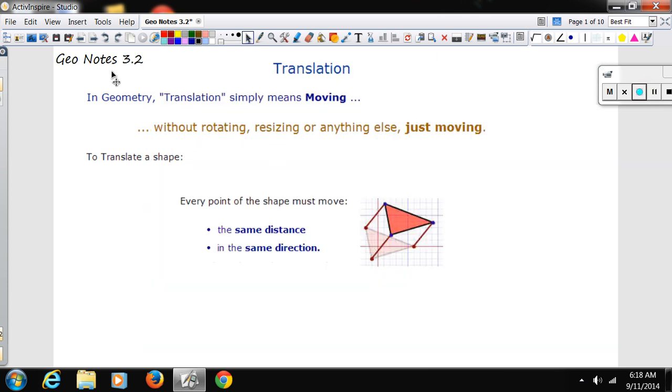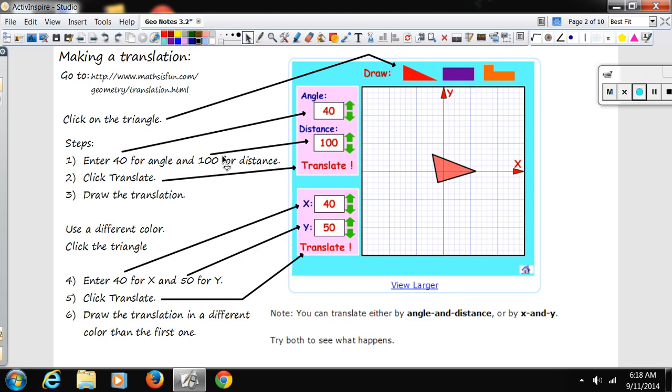I like those. All right, so moving on. This is what you should be looking at on the Math is Fun website. You should definitely open up a new tab and go to this little picture here. Now you are actually going to draw something on this picture on your notes. We're going to translate it at a 40-degree angle at a distance of 100, and we're going to see what that looks like. And then we're going to translate the same one where x is going to move 40 and y is going to move 50, and then you're going to draw that one as well.